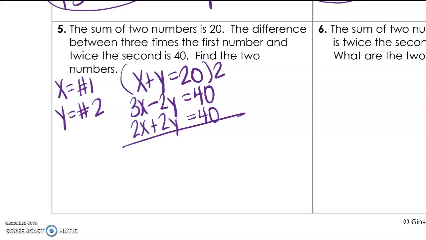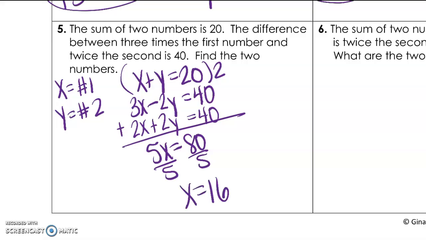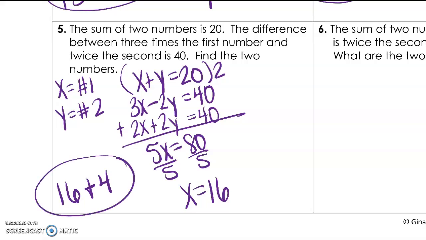So now I have my y's are opposites, negative 2 and positive 2, so I would add. 5x is equal to 80. So divide and we get x equals 16. So one of my numbers is 16. They have to add to 20, so we know 4 is the other one. So 16 and 4 would be your answer for number 5.